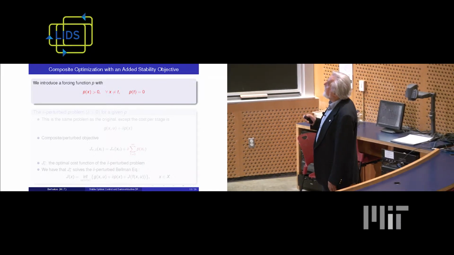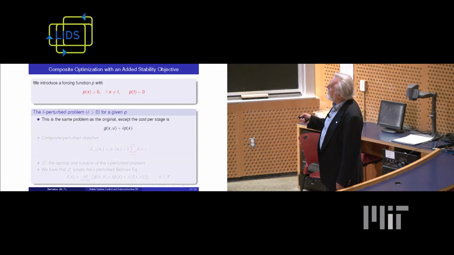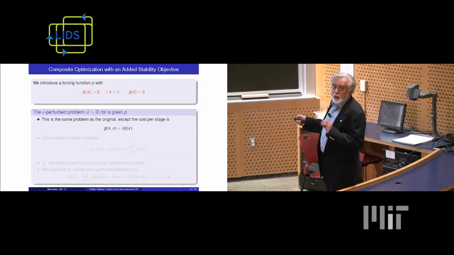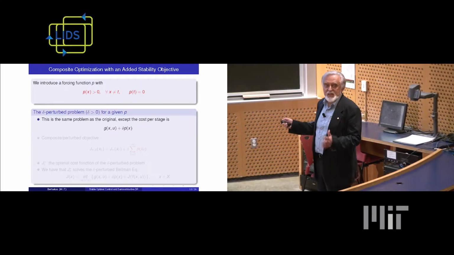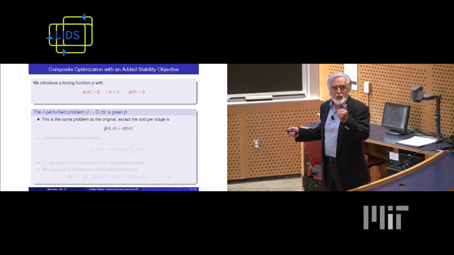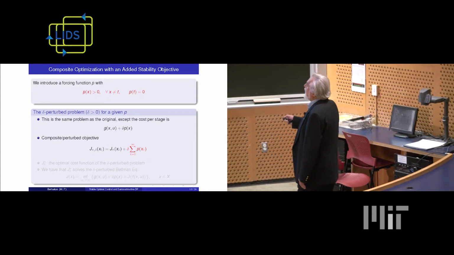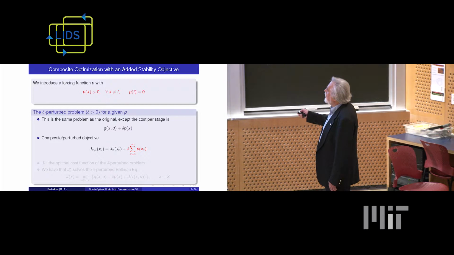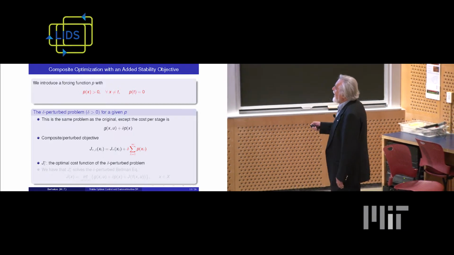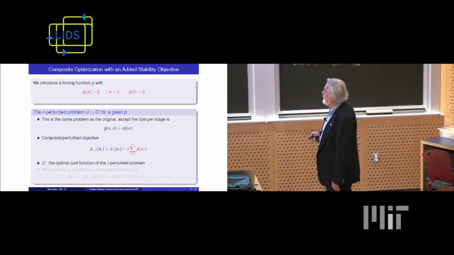So now we consider adding a stability objective to the cost objective. We introduce this forcing function P, and we introduce the delta perturbed problem for any delta that's positive. This is the same problem as the original, except that the cost per stage is G plus delta P. Now, the delta P term encourages the state to move towards 0 because of the nature of the forcing function. And we consider this composite or perturbed objective that involves both P and the original cost. And let's call J delta star the optimal cost function of the delta perturbed problem.